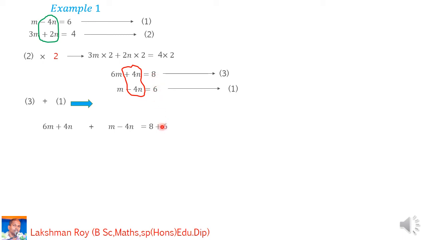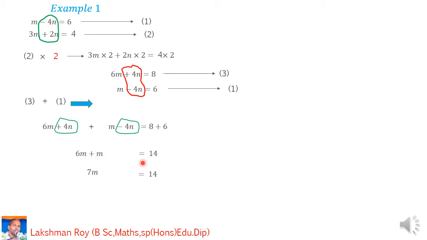Now see, positive 4n and negative 4n: same term, different sign, so that becomes 0. Only 6m plus m remains. On the right hand side, you add these two, that is 14. Now 6m plus m are like terms: there are 6 m's and 1 m, all are 7m, which equals 14.